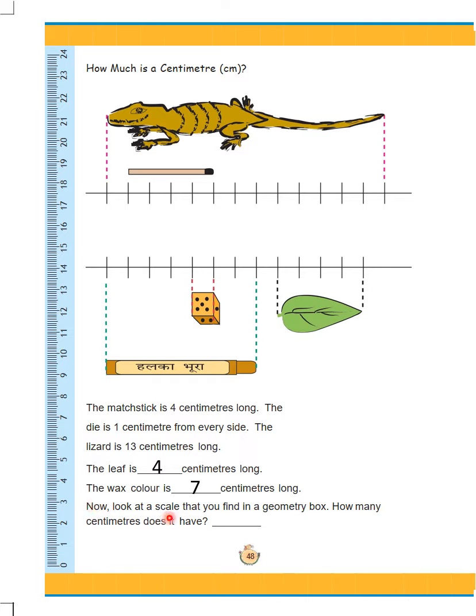Now look at the scale that you find in your geometry box. How many centimeters does it have? Yes, it is 15 centimeter.